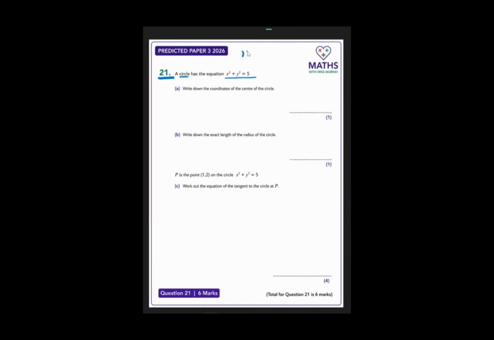So you should know that the general equation of a circle is x squared add y squared equals r squared. And if you have a circle in this format, the coordinates of the centre, which it's asking you for here, will always be 0, 0. If it's written x squared plus y squared and doesn't have anything else here, then the centre will always be 0, 0. You've then been asked to write down, and this is key, the exact length of the radius. Well, if you look here, it's x squared plus y squared is r squared. So we know that r squared is equal to 5. So therefore r, my radius, will be the square root of 5.